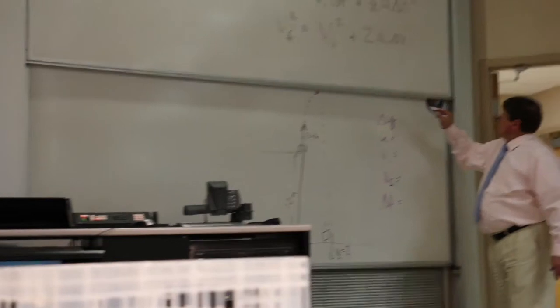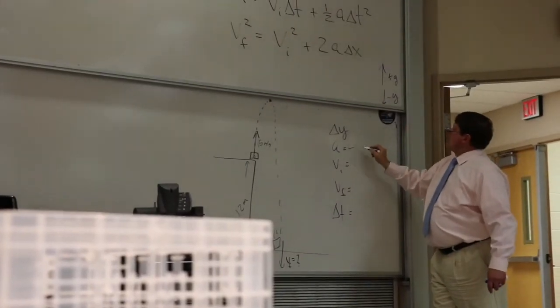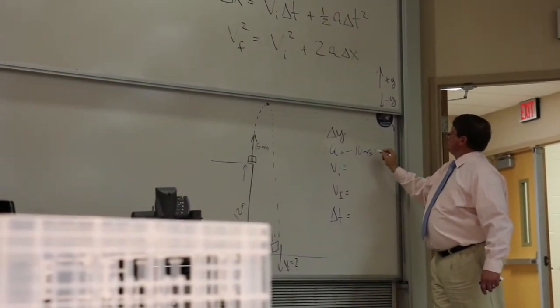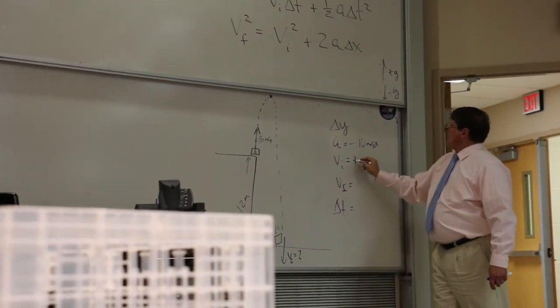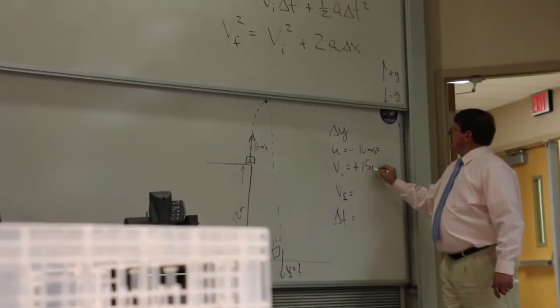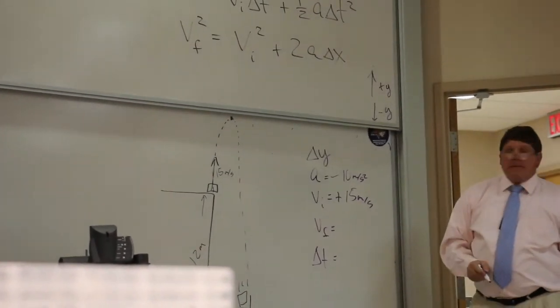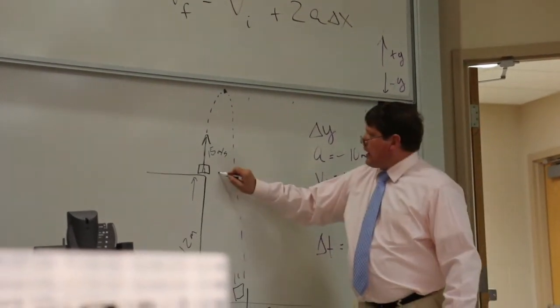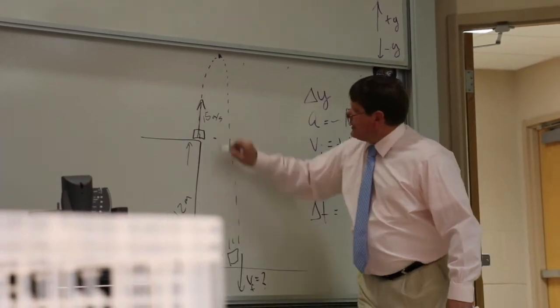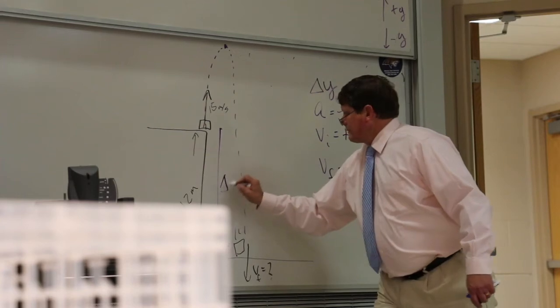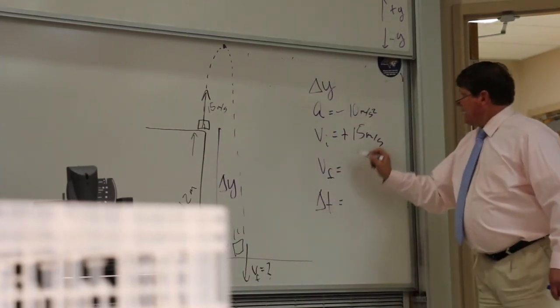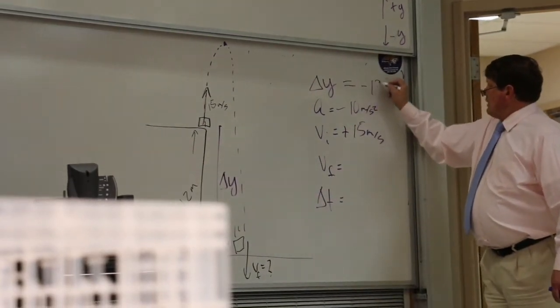If my coordinate system is up positive and down negative, this is going to be a negative 9.8, call it 10 meters per second squared. My initial velocity is going to be a positive because it's up 15 meters per second. My delta y is from the first starting point to the last ending place as the crow flies. That's my delta y. And that's going to be a negative 12 meters.